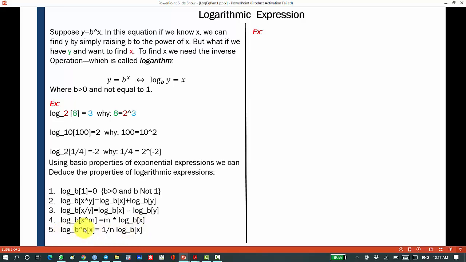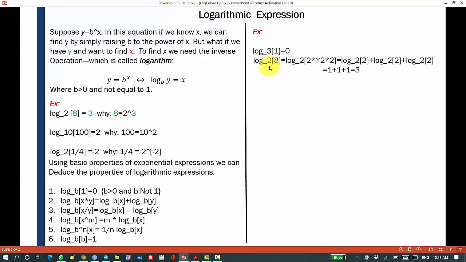Log base b to the power n of x, this time n is the power of the base. Again, we can move this power at the front of the logarithm, but it becomes the reverse of that number, that is, 1 over n log base b of x. And finally, log base b of b itself is 1. For instance, log base 3 of 1 is 0.